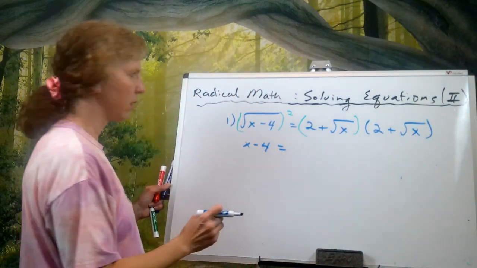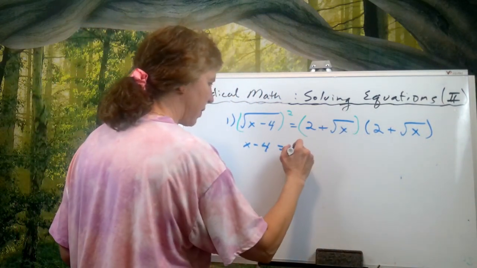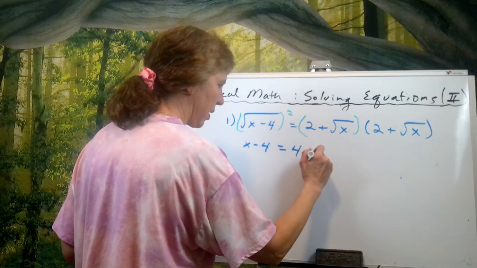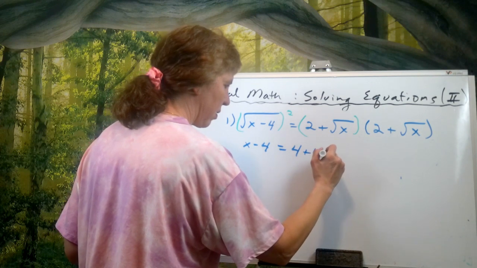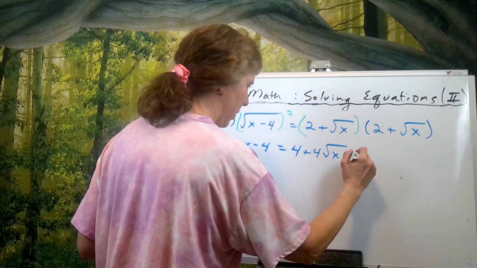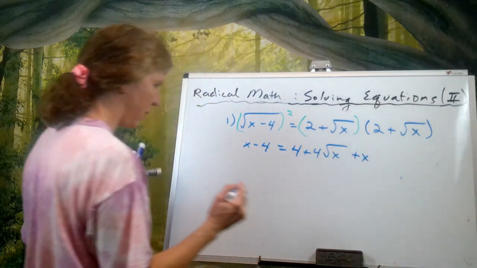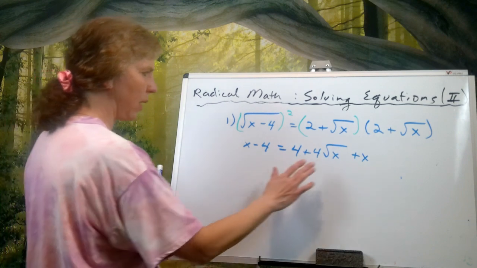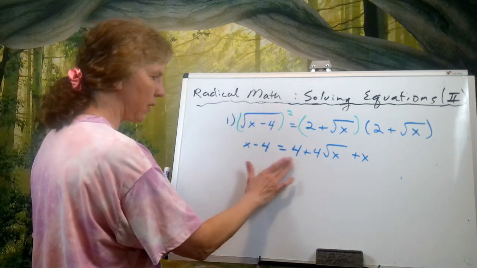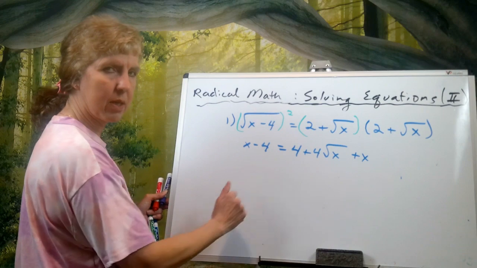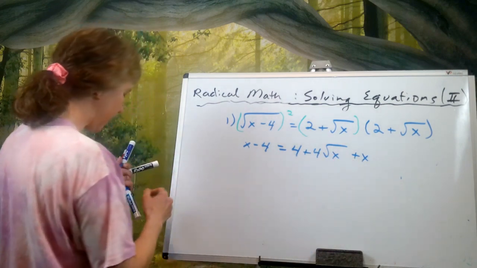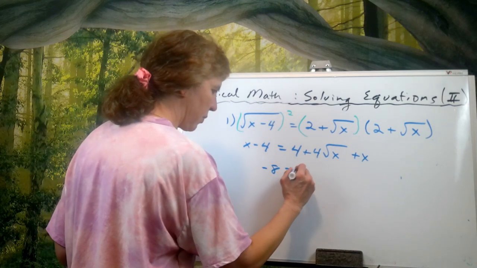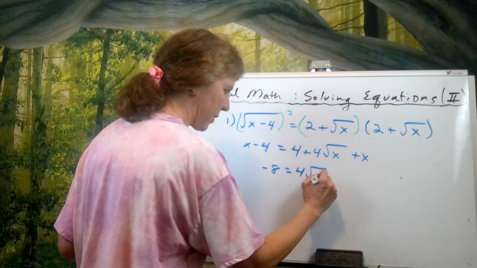Got a lot of 4s here. So 2 times 2 is 4, plus 4 root x, plus x. Oh, this one's interesting. Now I'm going to subtract the x from both sides and the 4 from both sides. Don't get lost, that doesn't mean 0. The x minus x is 0. 4 minus 4 is negative 8 is equal to my 4 root x.